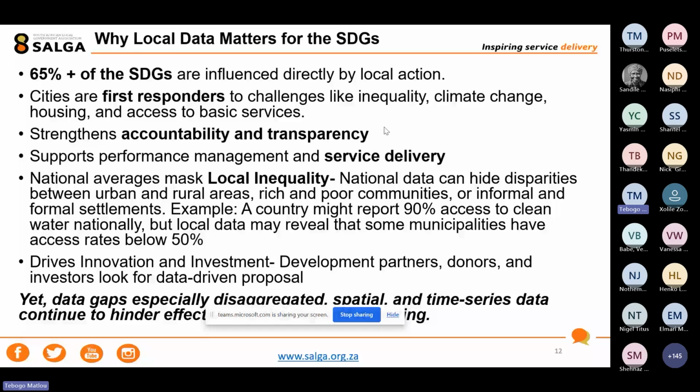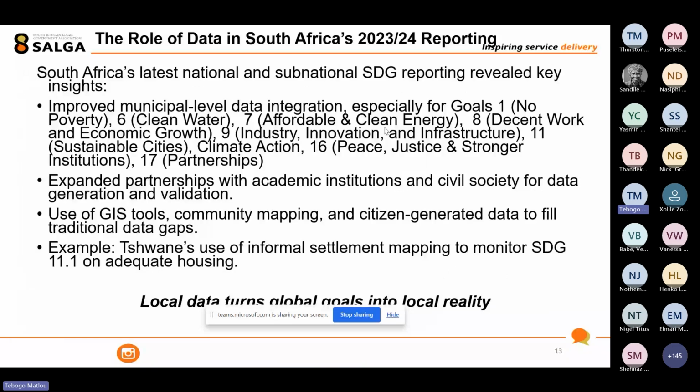Drivers of innovation and investment: partners, donors, and investors look for data-driven proposals. So that's why local data is very key, because you can get partners to invest. Yet data gaps, especially disaggregated data, are still a challenge. The role of data, I'm not going to touch on this because we're talking about SDG numbers 1, 6, 7, 8, 9, 11, 13, and 16, which are very key.